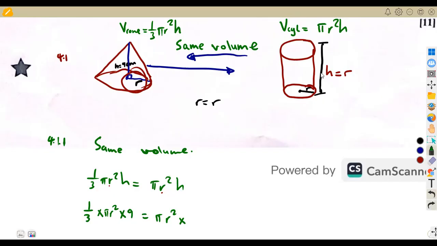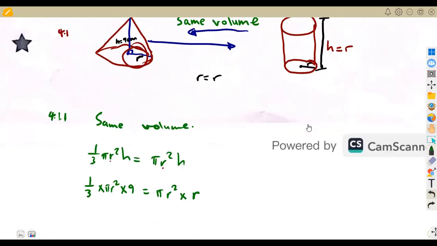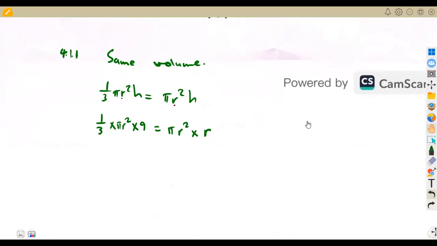Now, on the cylinder, remember this is the formula for a cylinder. The height is equal to the radius. So it means our height is going to be written as r, because we said that the height is given as the radius. We are given that.